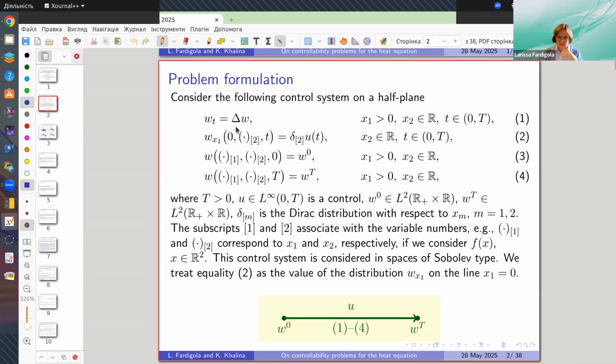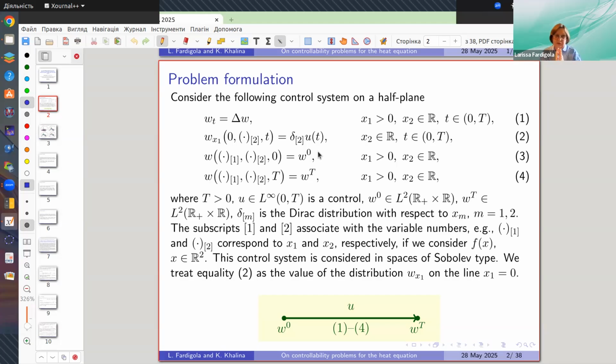It has the Laplace operator, and we have a boundary condition with a delta function in it. The delta function we consider with respect to the second variable, so with respect to x2, at x1 equal to 0. Also, we consider the initial condition and the end condition.